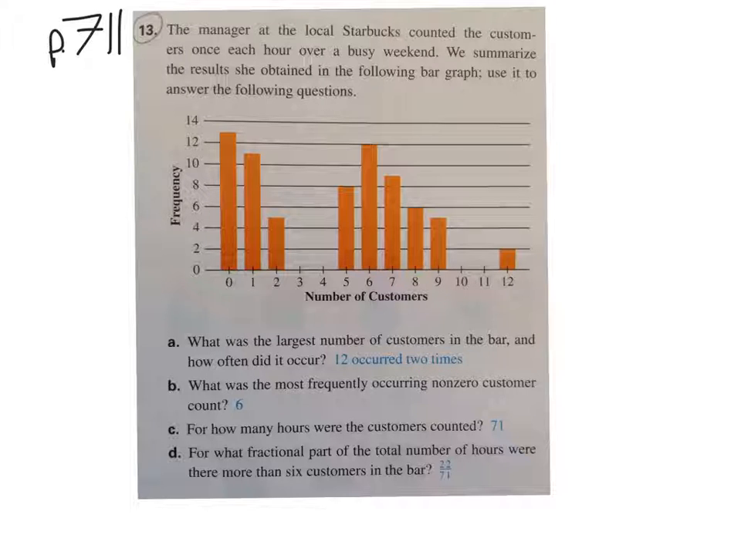For part B, what was the most frequently occurring non-zero customer count? Well, if you look at the heights of the bars, 0 is the most frequently occurring count. So 13 different hours, she went out to count the number of customers, and there were 0 in there. But they're saying what's the most frequently occurring non-zero customer count. So if we ignore the 0, it looks like this is our highest bar. That would be 6. So she counted 6 customers 12 different times. So the most frequently occurring non-zero customer count would just be 6. That's the answer to part B.